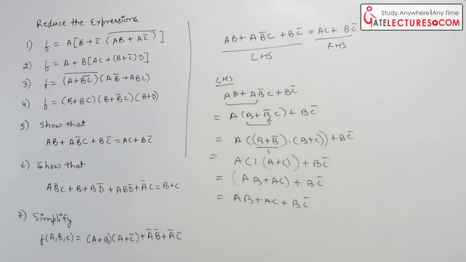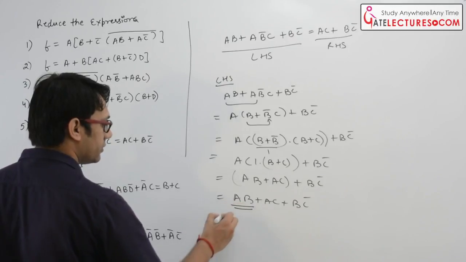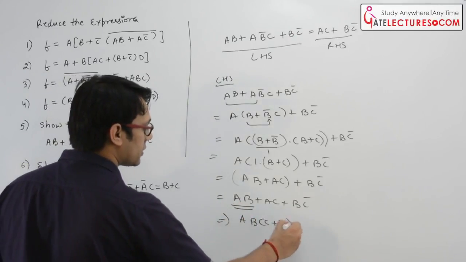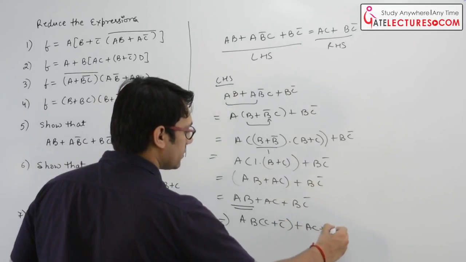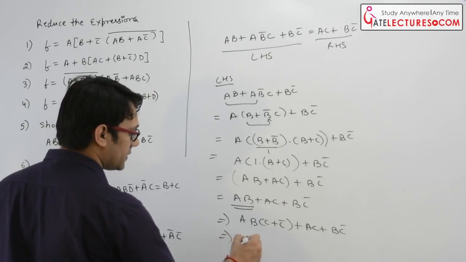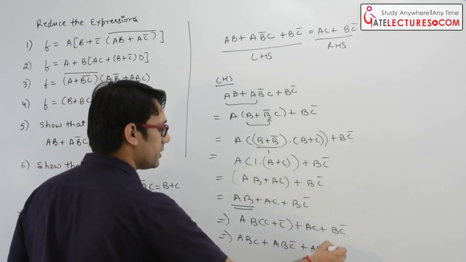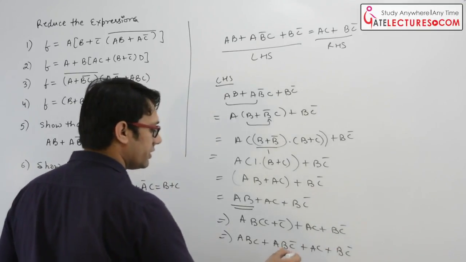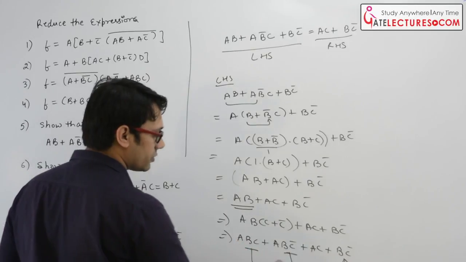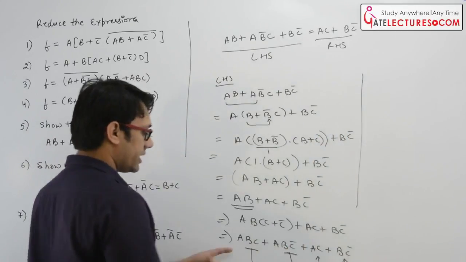Right? Now for this expression you can take A, B, (C plus C complement) plus AC plus BC complement. So it can be written as ABC plus ABC complement plus AC plus BC complement. Between these two expressions you can take BC as common. Between these two expressions you can take AC as common. So this expression can be written like this also.